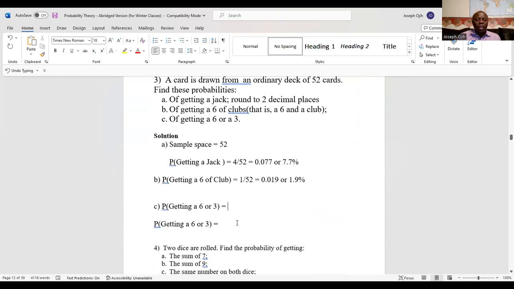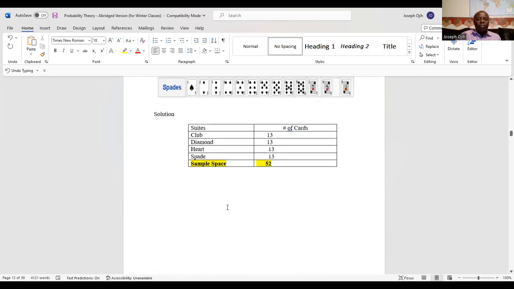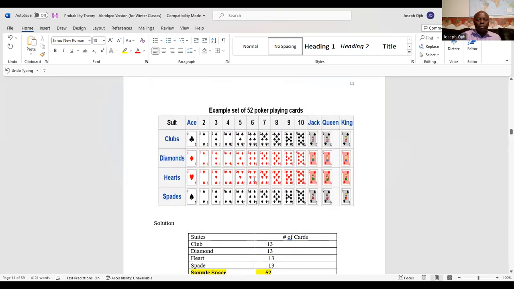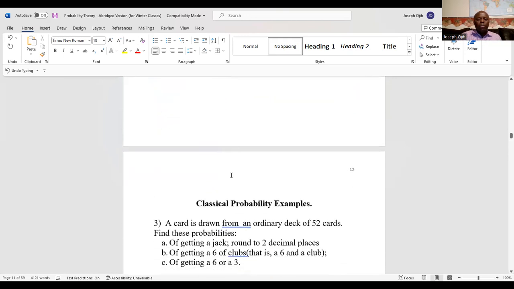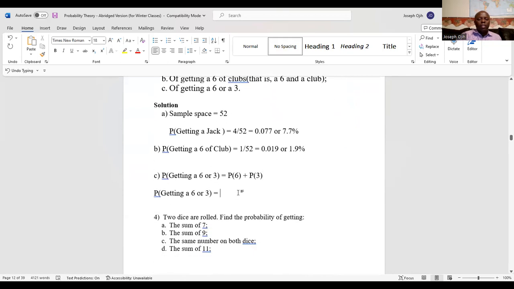So the probability of getting a 6 or a 3 is the probability of getting a 6 plus the probability of getting a 3. For 6, we have seen that there are 4 cards that have number 6 on them, and 4 cards that have number 3 on them. So the probability of getting a 6 or a 3 is 4 over 52 for 6 plus 4 over 52 for 3. And that will give you the answer you're looking for.